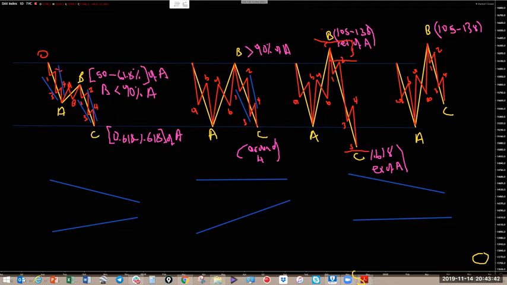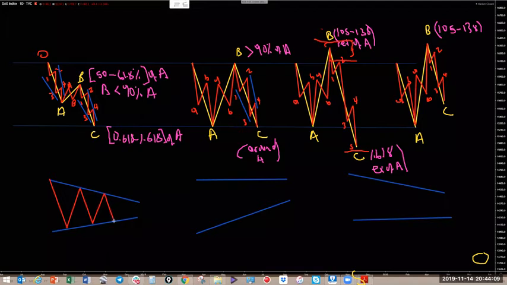Now, a triangle, let's read the rules. In a triangle, the waves always subdivide into 5 waves. So you're going to have 5 waves in a triangle. It's going to be A, B, C, D, E. Remember, it's a correction, so you label it in letters. In a diagonal, you are labeling 1, 2, 3, 4, 5 because it's a motive wave. This is a correction, so you label it with letters. So it's A, B, C, D, and then E. And the triangle is complete.